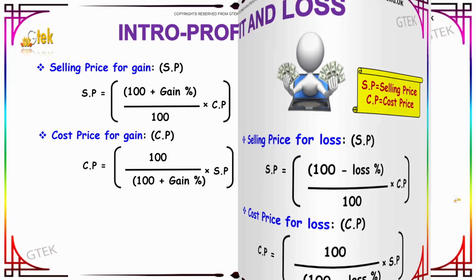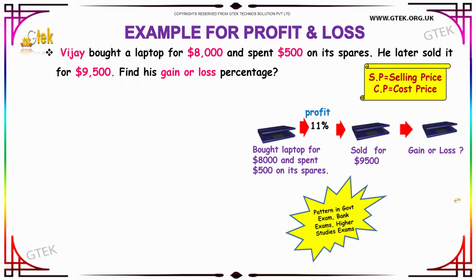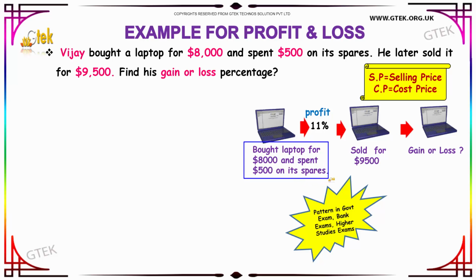So, let us see our first example on profit and loss. Vijay bought a laptop for $8,000 and he spent an additional $500 on its spares. He later sold the laptop for $9,500. You have to find the gain or loss percentage.